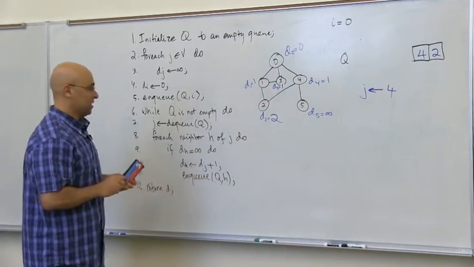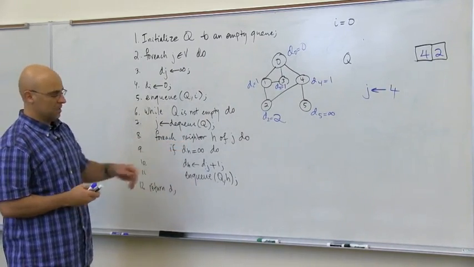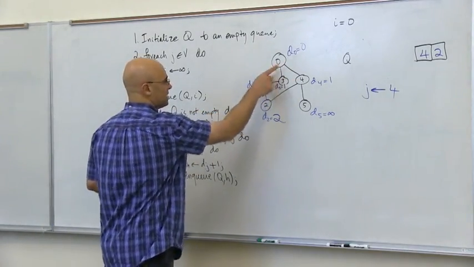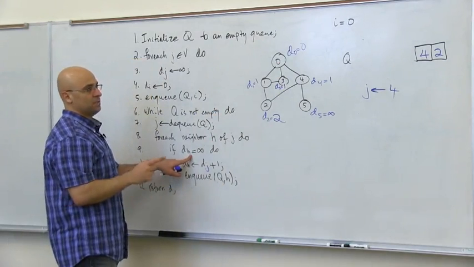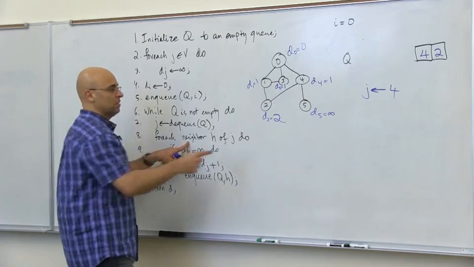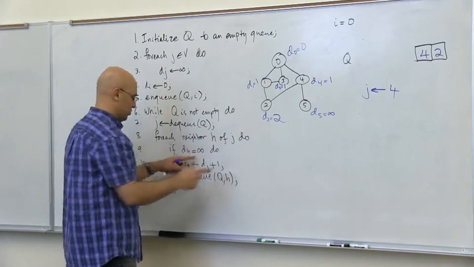And now what happens here? For 4, we say, okay, let's look at all the neighbors of 4. The first neighbor is going to be 0. H is 0. We say, is d of 0 infinity? The answer is no, so nothing happens. We look at the next neighbor of 4. Next neighbor is 2. Is d of 2 infinity? The answer is no. We don't do anything.